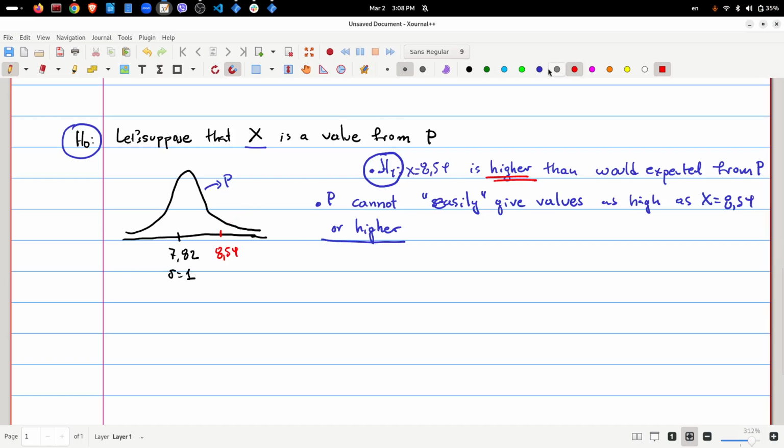And having in mind this higher, then I go to this distribution and I compute this area here, which actually represents the following: the probability to get a value equal or greater than 8.54, given that this P is true, given that the student is actually a sample from this distribution.